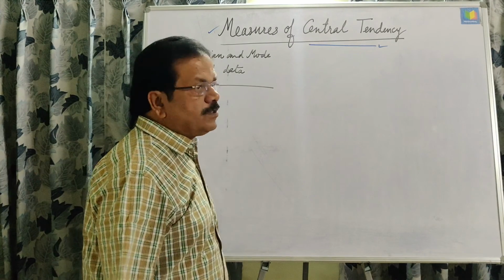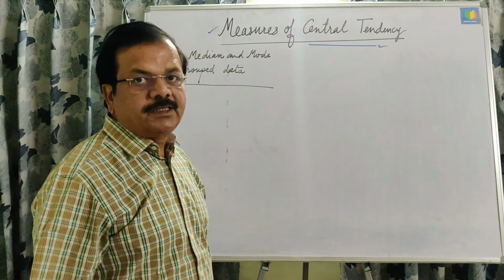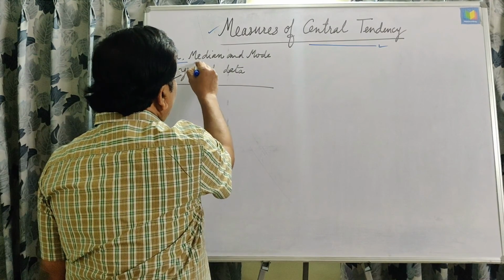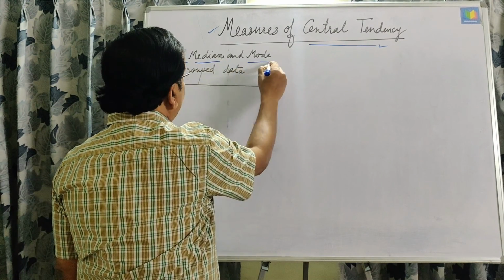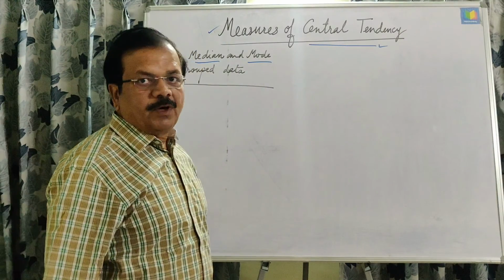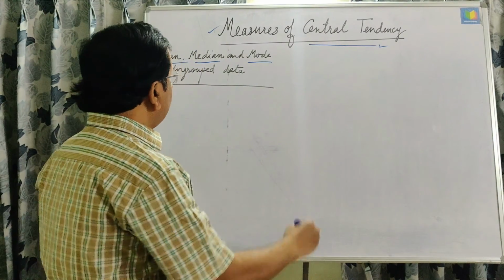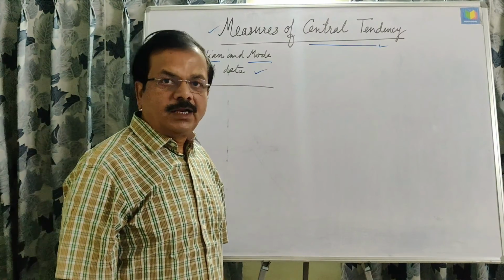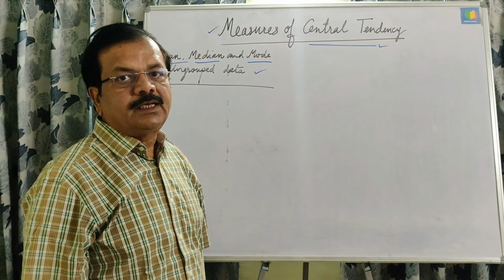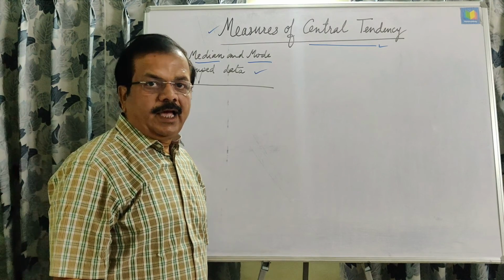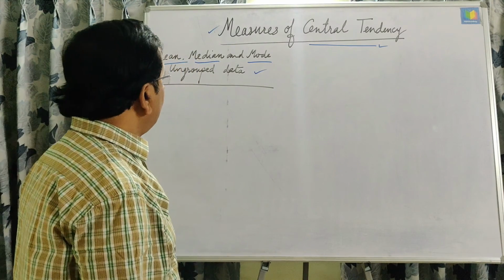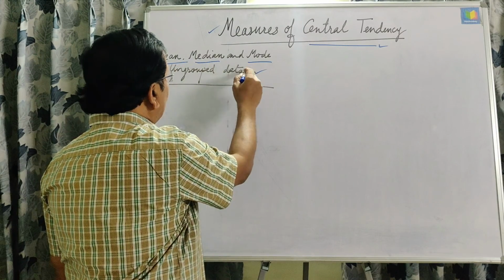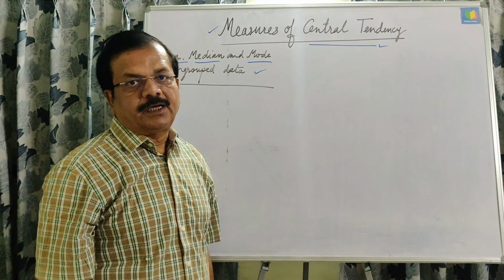And there are three ways of measuring this tendency: first one mean, second one median, and third one mode. With the help of this video, we will study ungrouped data, how to find mean, median, mode of ungrouped data, or you can say raw data. And in the second video, you will find how to measure mean, median, and mode of grouped data.